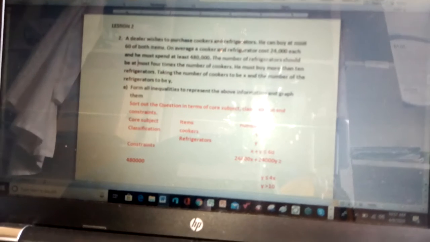Welcome to our second lesson, and this lesson is a continuation of lesson 1. Okay, now what are we trying to address here?